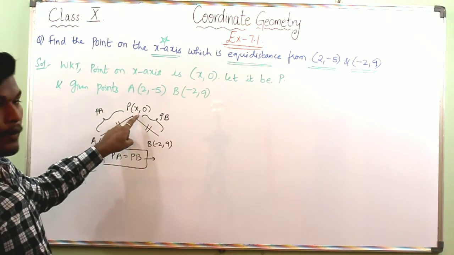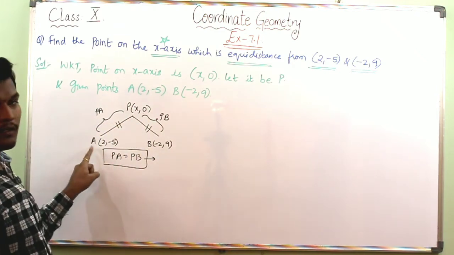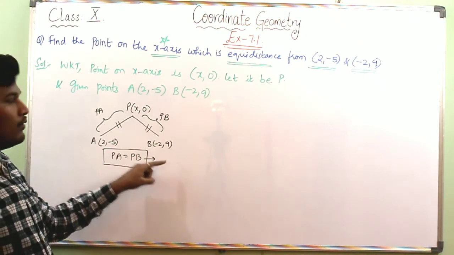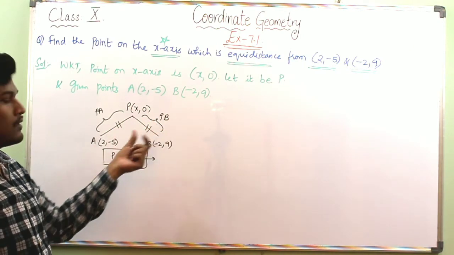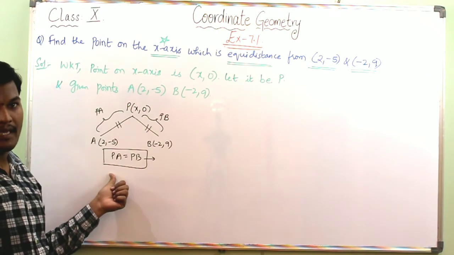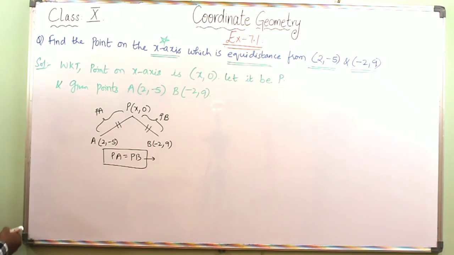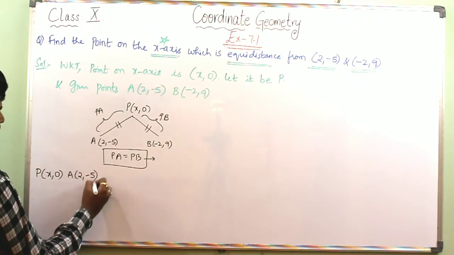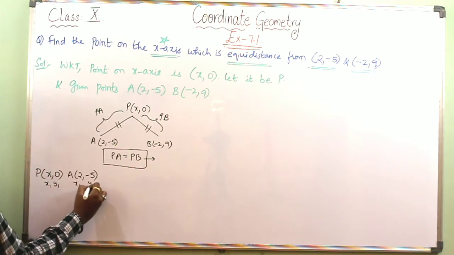So this is the point on the x-axis, that is P of x comma 0, and the other point is A 2 comma minus 5 and the other point is B minus 2 comma 9. Now we have PA and PB at equal distances. So that's why we are writing it as PA is equal to PB. Okay, now let us find out the distance of P to A by considering P as x comma 0 and A as 2 comma minus 5.